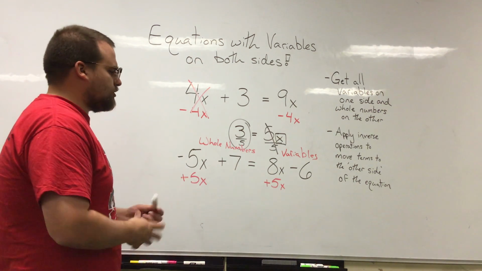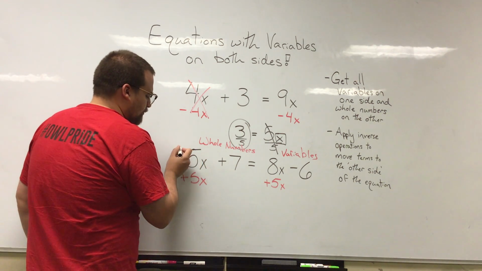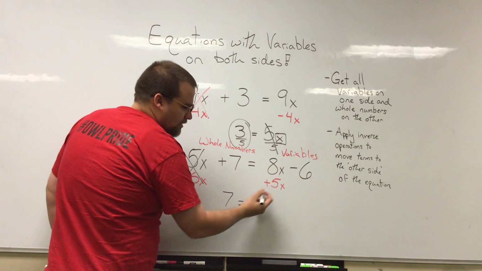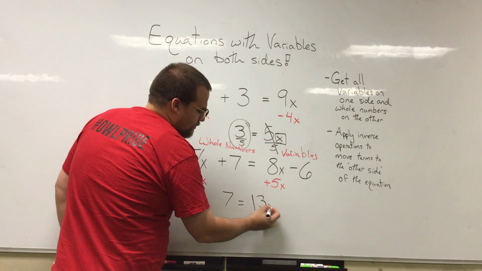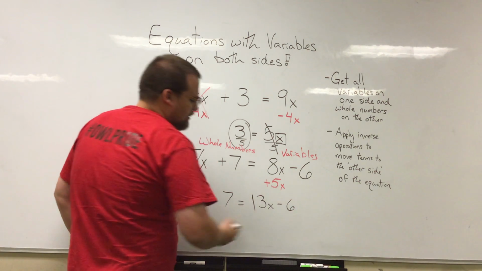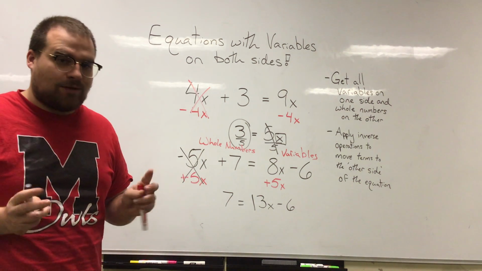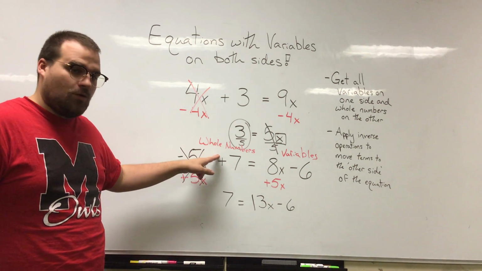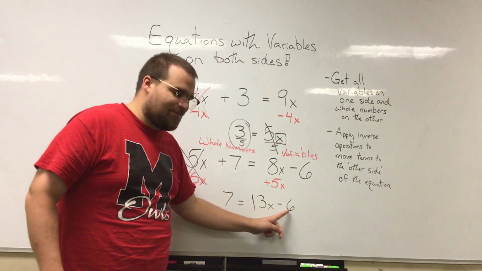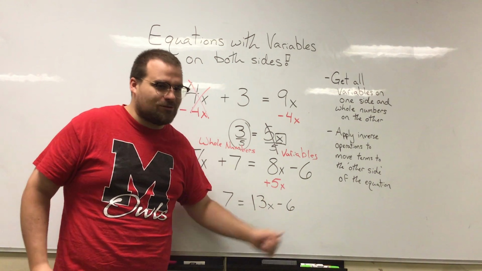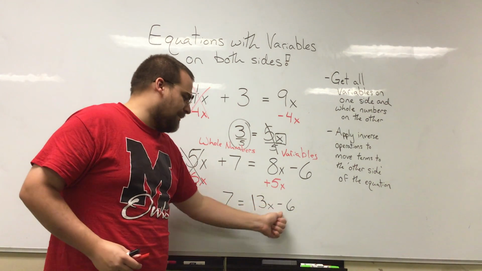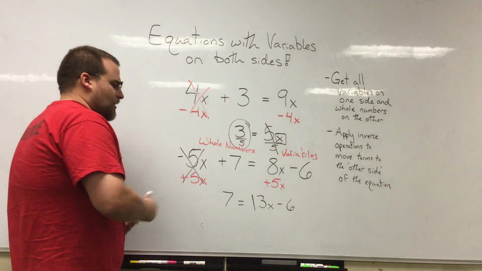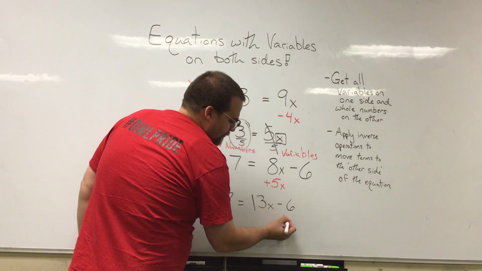And now the equation is going to look like 7, because these will cancel out, equals 8x plus 5x, or 13x, minus 6. So I'm almost there. I'm closer. I no longer have any variables on this side, but this is supposed to be my whole number side. We still have that minus 6 over here. We have this whole number still over here. So I want to go ahead and get that minus 6 moved over here. Since it's subtracting, I'm going to go ahead and add it.